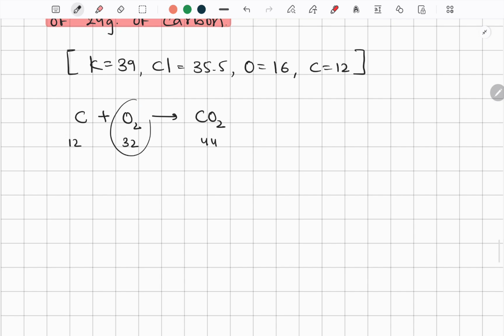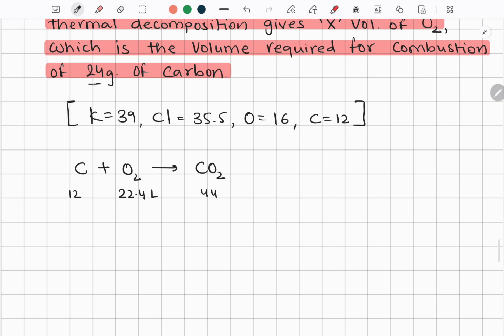Now we require the volume instead of weight. As I mentioned, 1 mole is equal to 22.4 liter. That means here we have 1 mole of oxygen, so we require 22.4 liter of oxygen. Now this question says we need 24 gram of carbon, so we use the unitary method: if 12 gram of carbon requires 22.4 liter of oxygen, then 24 gram of carbon would require X volume of oxygen.